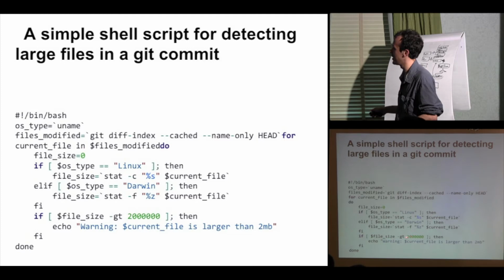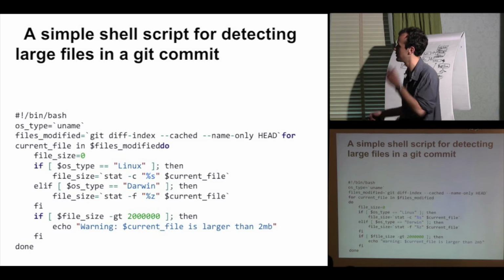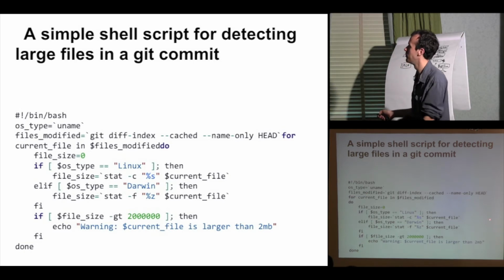And then if the file size, in bytes, is greater than 2 million bytes, then it prints out a nice little warning. And it does this for every file, and then it exits. So this is a bash script. And you can do a lot.